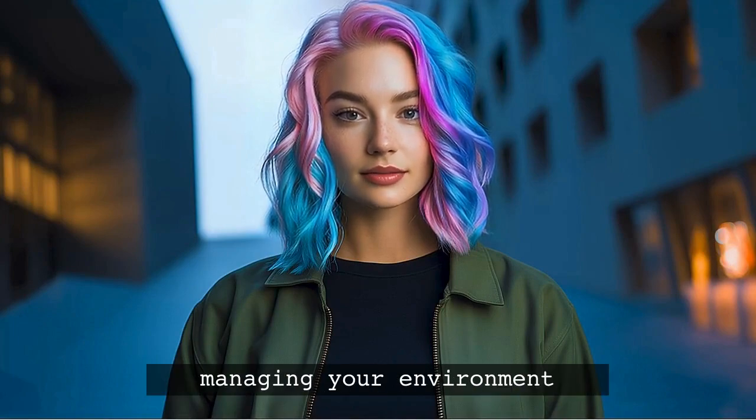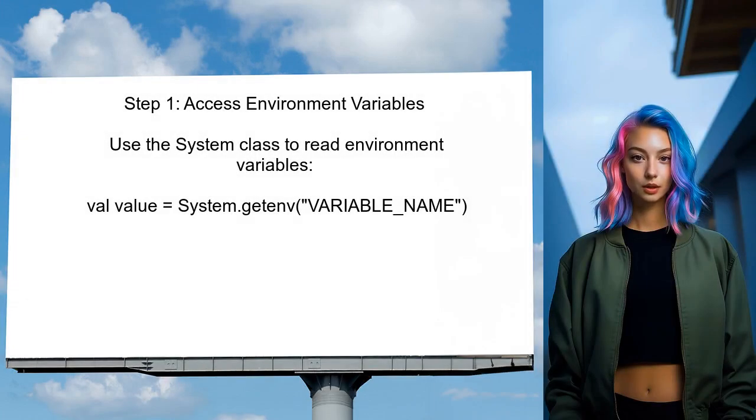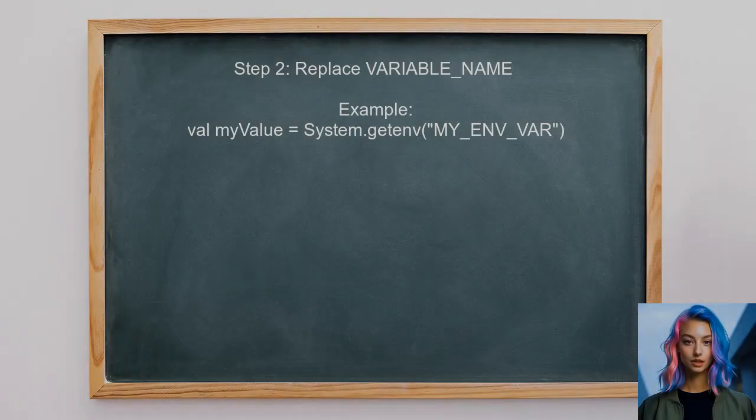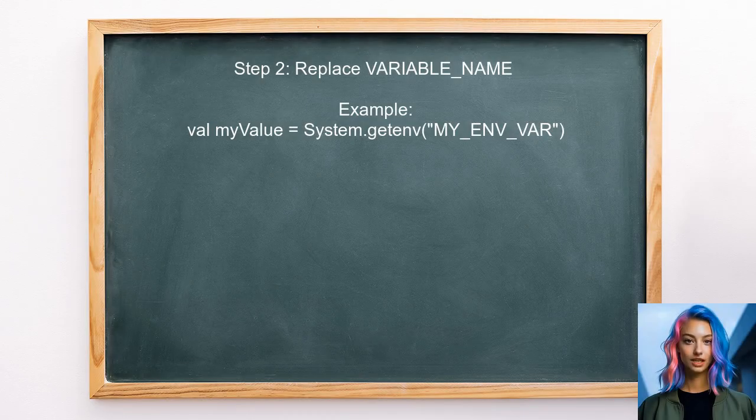environment variables more effectively. To read an environment variable in Kotlin, the user can start by using the System class. This class provides a method to access environment variables easily. Next, the user should replace variable name with the actual name of the environment variable they want to read. This will retrieve the value associated with that variable.